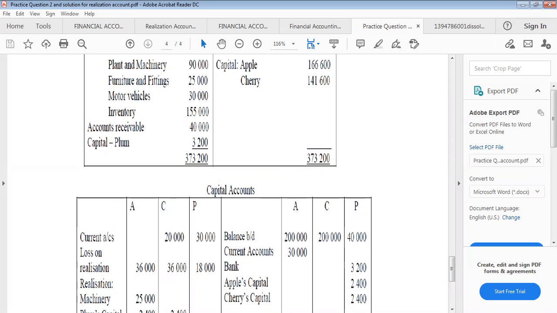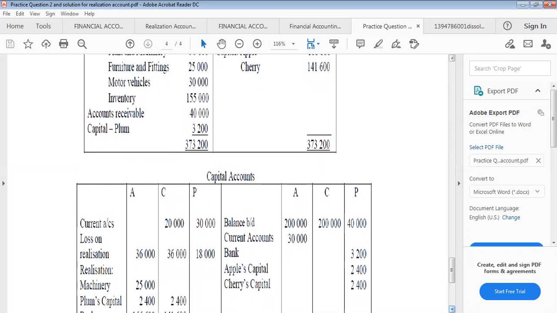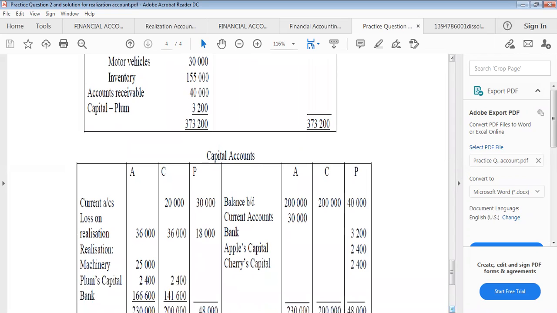All right, let's continue now. As I was saying a while ago, next, after you put in the balance BD for the capitals, you're going to put in the current accounts. You're going to put in the current accounts figures.